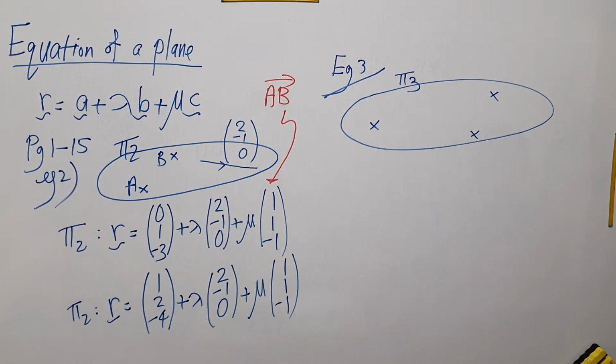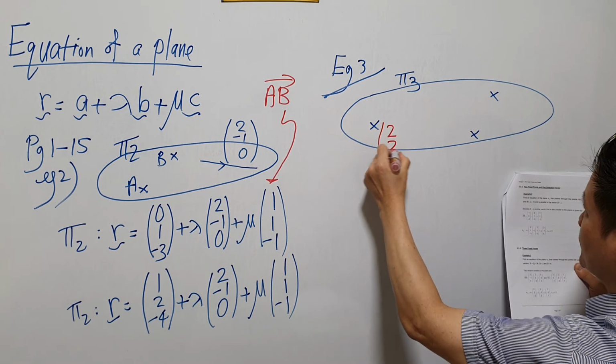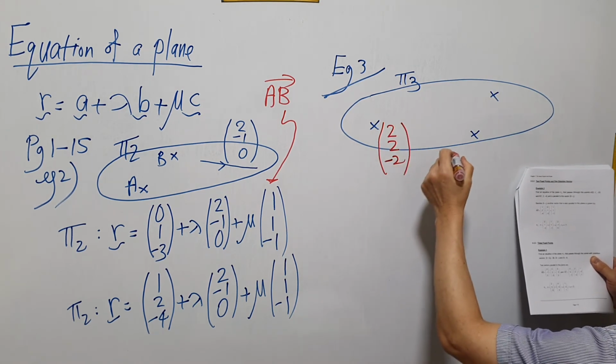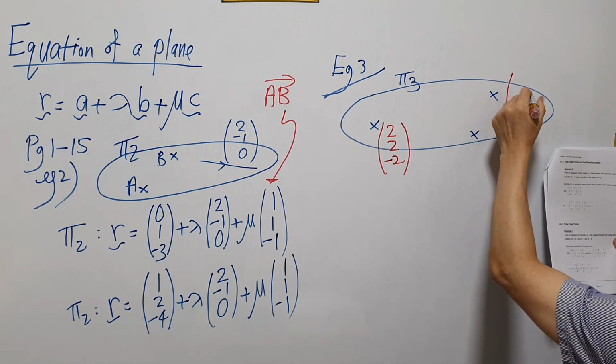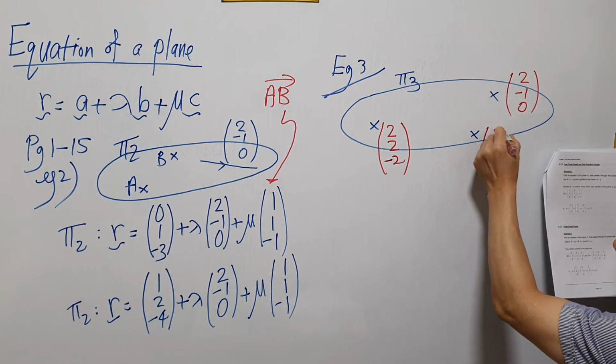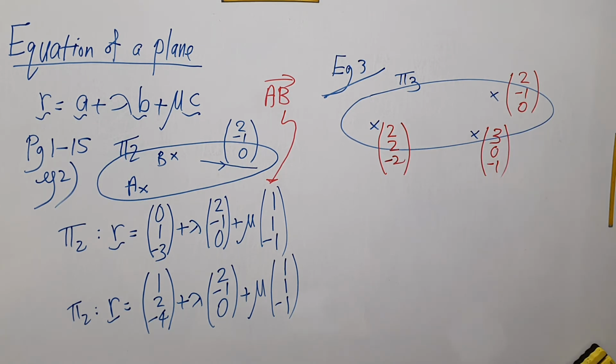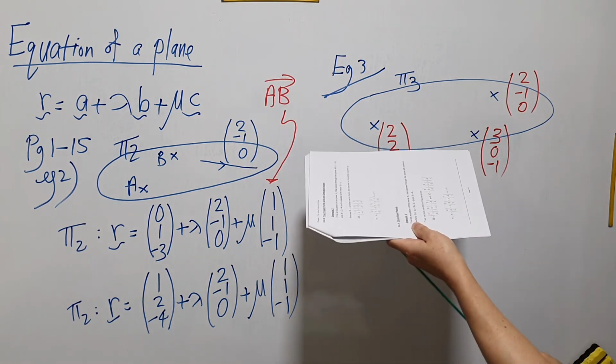The first point is 2, 2, minus 2. So maybe I call this 2, 2, minus 2. And this is 2, minus 1, 0. And the third one is 3, 0, minus 1. So now you have a plane that passes through three points. You must be very careful. When I write these 3 points down, like this vector 2, 2, minus 2, you must remind yourself it means like this, no? Maybe this point is on the plane here, it's like that.